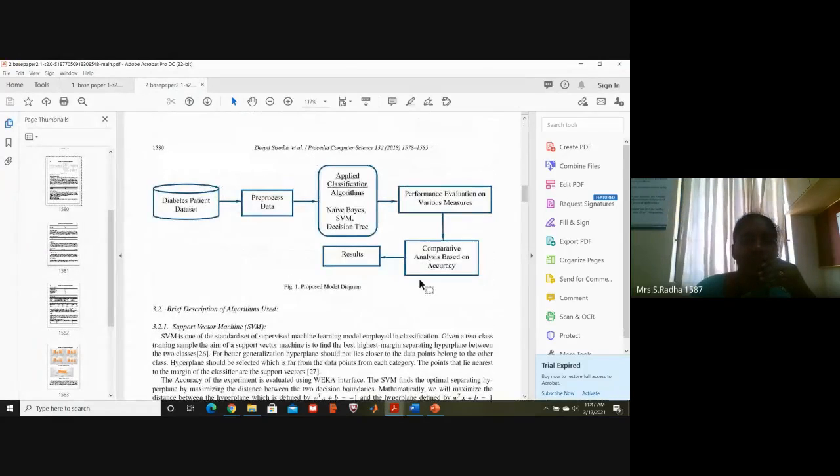Okay, they have also given it as model diagram. You can change it, instead of block diagram, you can rename it as model diagram. Don't put the word proposed, you can just put model diagram. Okay, what we will do, we will take the diabetes patient data, then we will do pre-processing and feature extraction, then we will apply the ML algorithms.